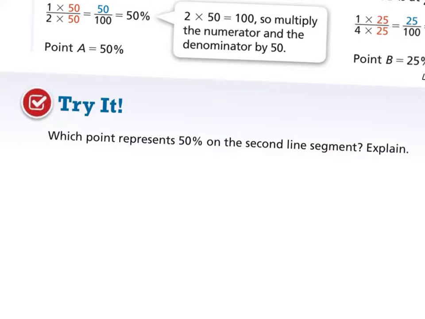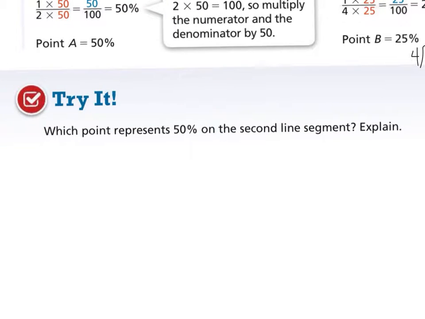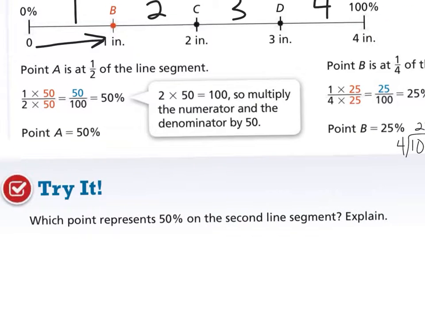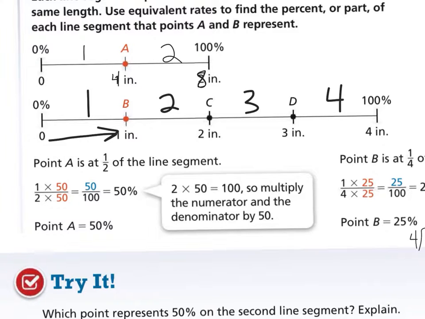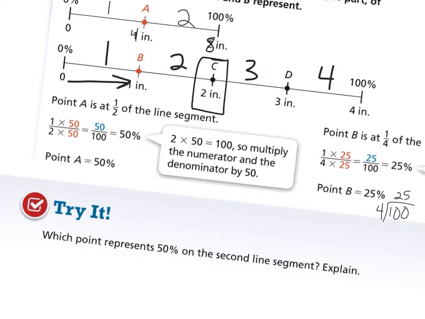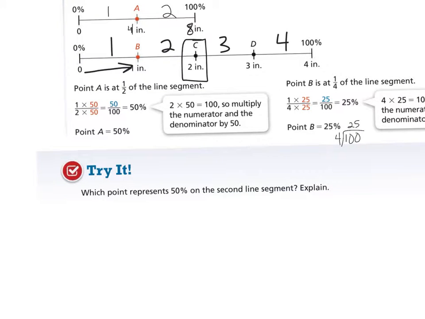So if we look at the try it, which point represents 50% on the second line segment? So 50% we might think of as being the halfway mark. So on this bottom line segment, the halfway mark, point C would be at that mark there. That's 2 out of the 4 sections, which is the same as half, which is the same as 50%. So C would be the point that represents the 50% mark.